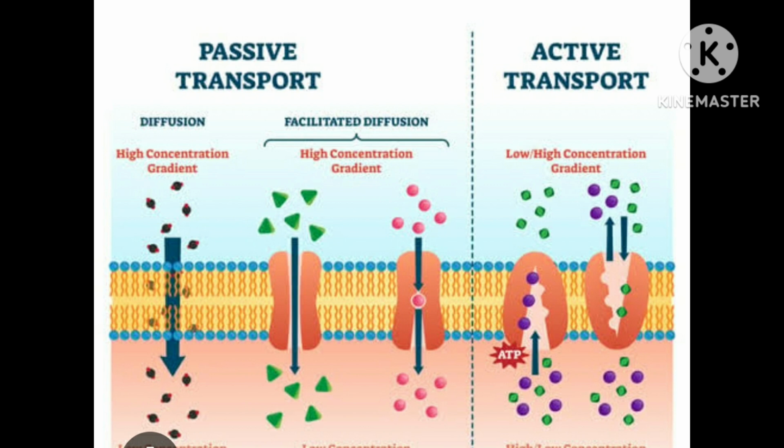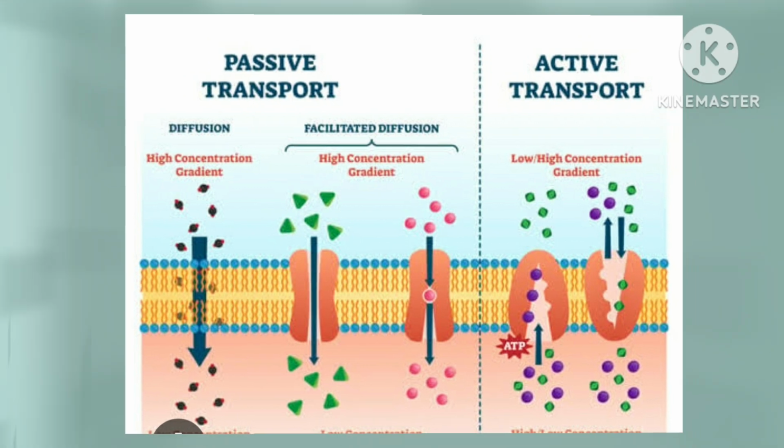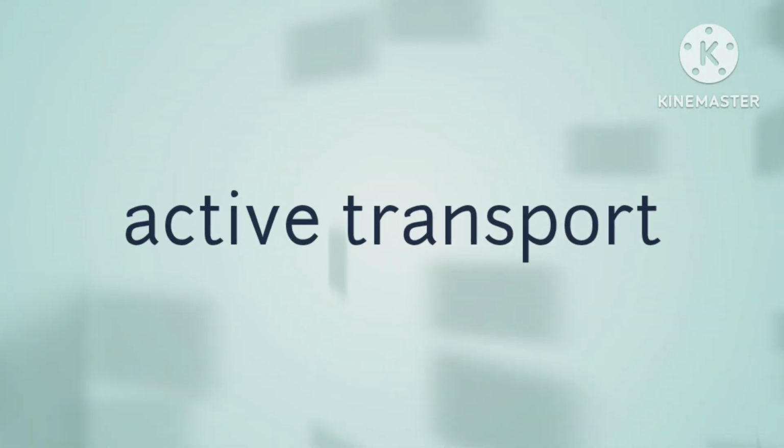Our topic of discussion today is active transport, the opposite of passive transport, which includes osmosis and diffusion. In our previous two topics, we discussed both of the passive transports, diffusion and osmosis. In this video, we are going to discuss active transport, which is a very unique and very interesting topic. So let's start with the basics: what is active transport?